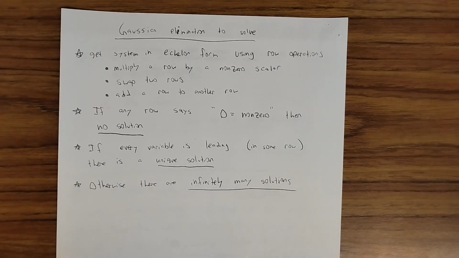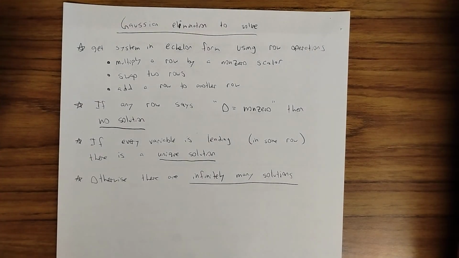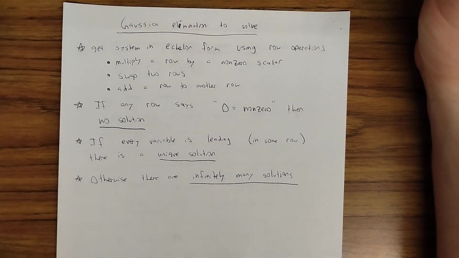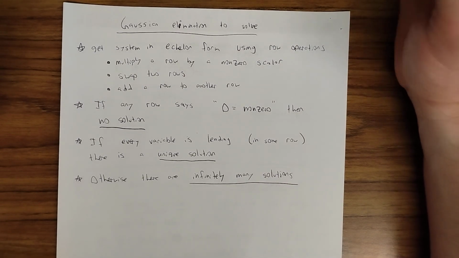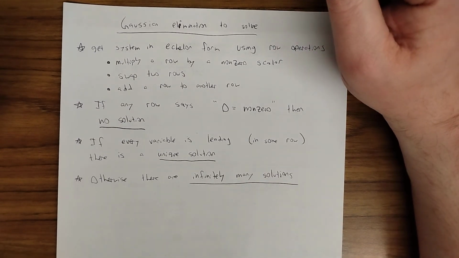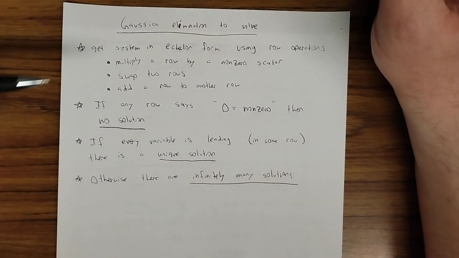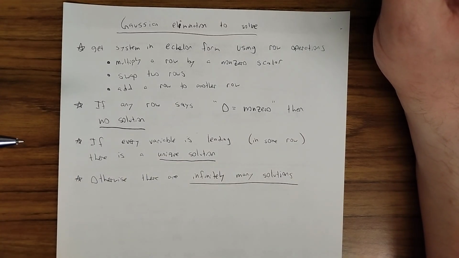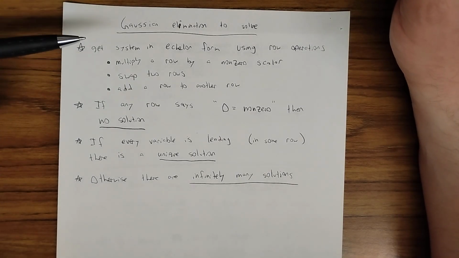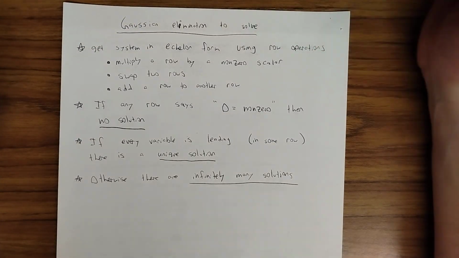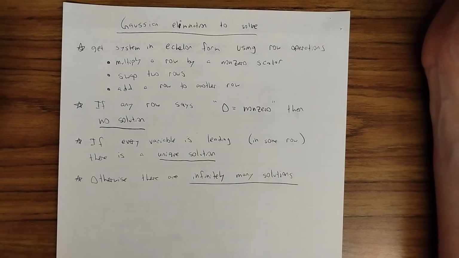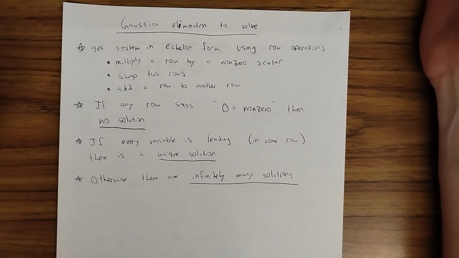So, this is called Gaussian elimination because I guess Gauss invented it. This procedure of eliminating variables from equations below and getting it in echelon form as a method of solving a linear system. So here's a high-level description of how this goes. You get your system in echelon form using what we call row operations, and these row operations are like what we were doing.